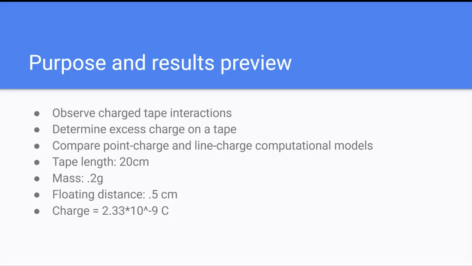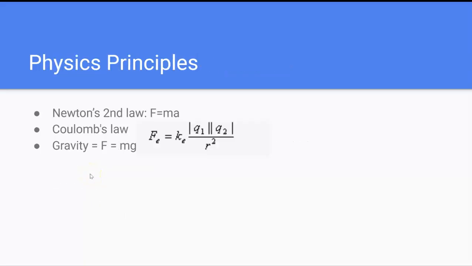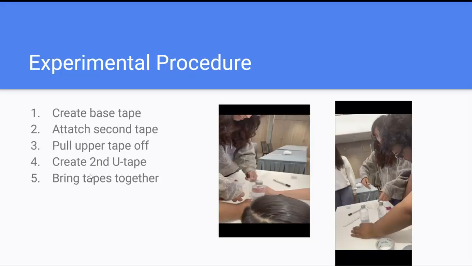My tape length was 20 centimeters, the mass was 0.2 grams, and the floating distance was 0.5 centimeters. Using the point charge model, I calculated a charge of approximately 2.33 times 10 to the negative 9 coulombs. This lab uses Newton's second law, Coulomb's law, and gravity. Because the tape was floating, the upward electric force balanced the downward gravitational force, so the net force was 0.